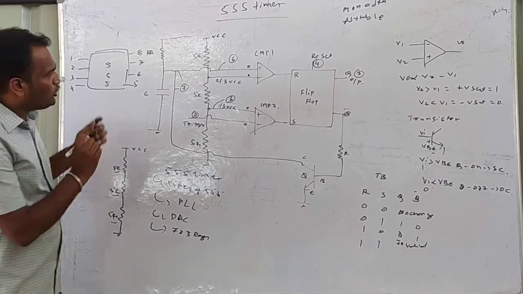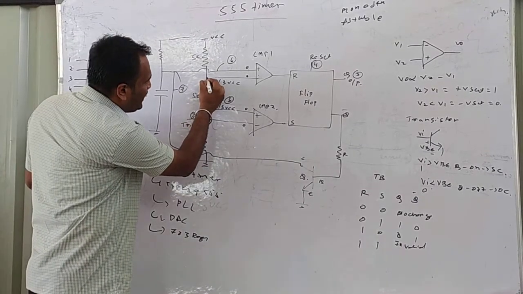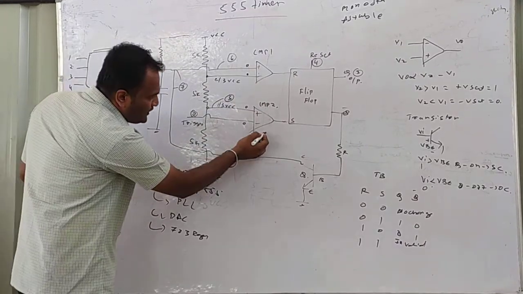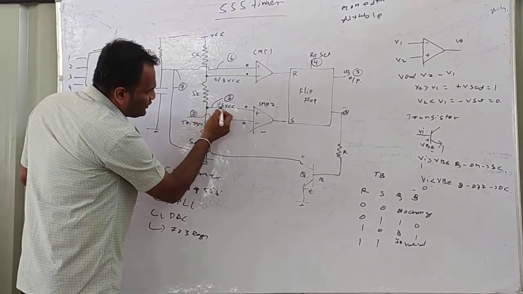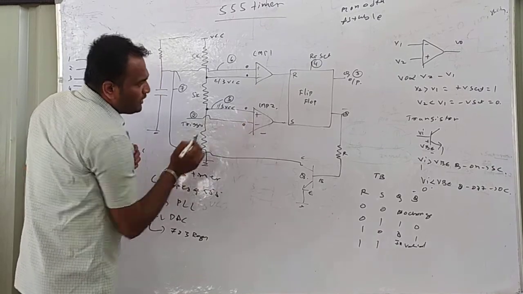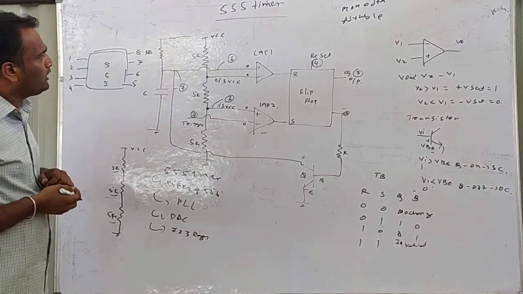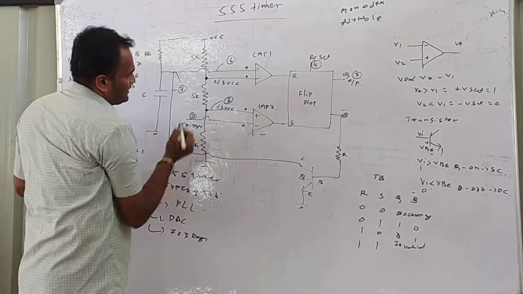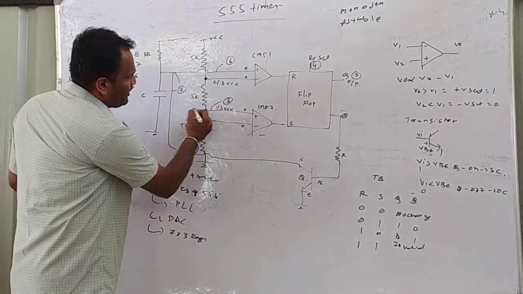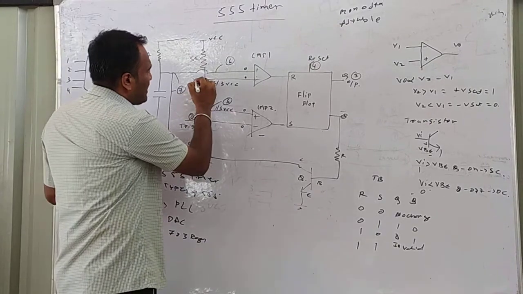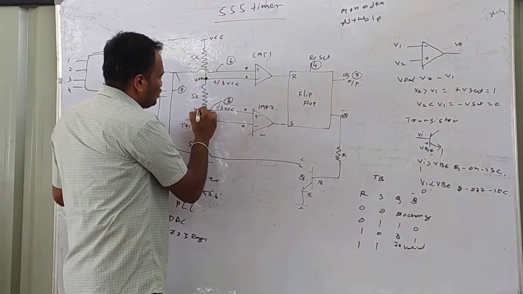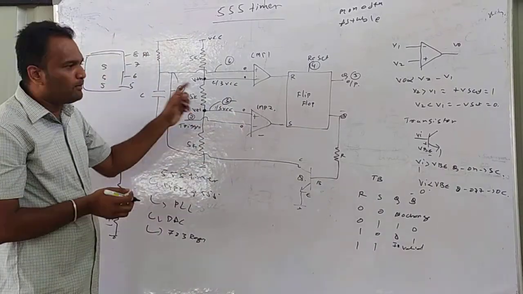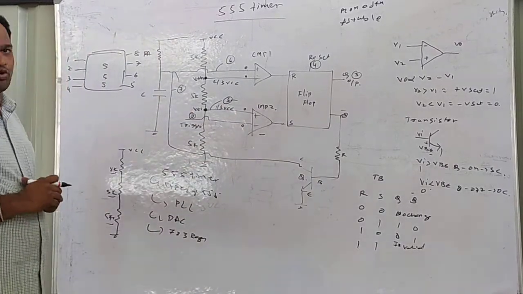You can observe here, this point is connected to the op amp inverting terminal. Similarly, in this comparator, this point is connected to the non-inverting terminal of op amp 2. What you should do here is find out the voltage at this point and the voltage at this point. Normally this is the upper threshold point, and this is the lower threshold point. This is nothing but the control voltage, pin number 5. Pin number 5 is control voltage.